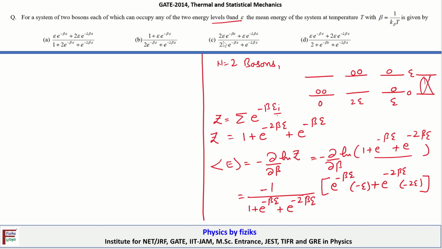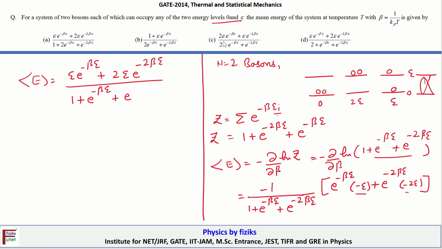Okay, so ultimately we obtain the average energy of this system. Because here we have minus and minus, and outside we also have minus, that will cancel with each other, so ultimately we get a positive sign. So the average energy turns out to be E exponential minus beta E plus 2E exponential minus 2 beta E, upon 1 plus exponential minus beta E plus exponential minus 2 beta E.